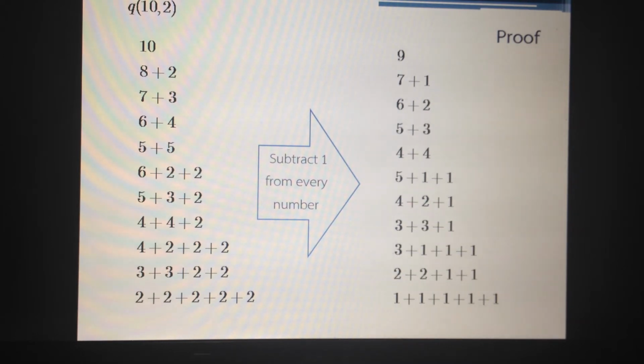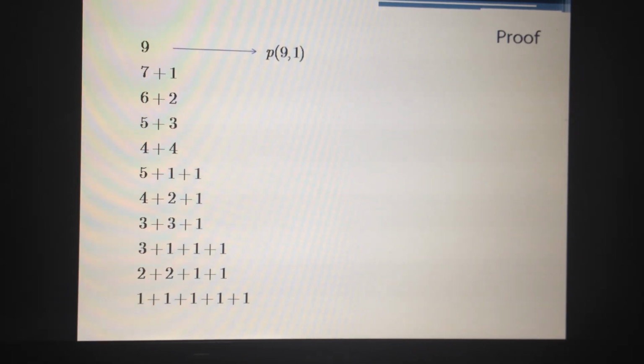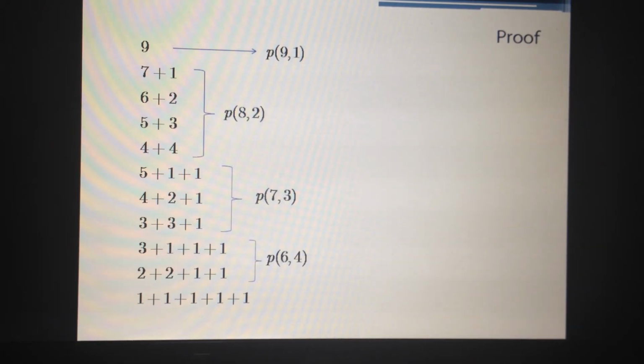So the left hand side of the slide is all of the possible ways, and when we subtract one from every number, the right hand side is very interesting because 9 can represent P91, because it is how to partition 9 into one part, and the next 4 lines are how to partition 8 into 2 parts, how to partition 7 into 3 parts, how to partition 6 into 4 parts, and how to partition 5 into 5 parts. So if we sum up all of these functions, it will equal Q10.